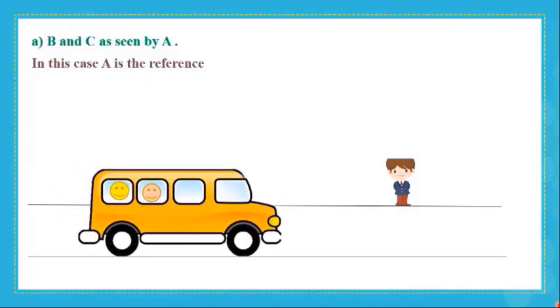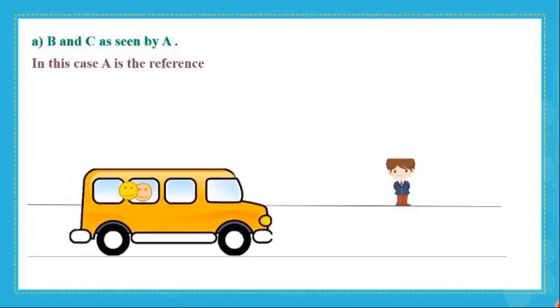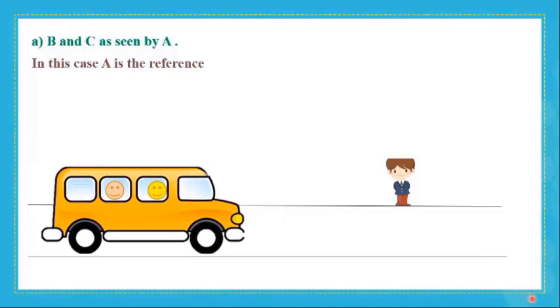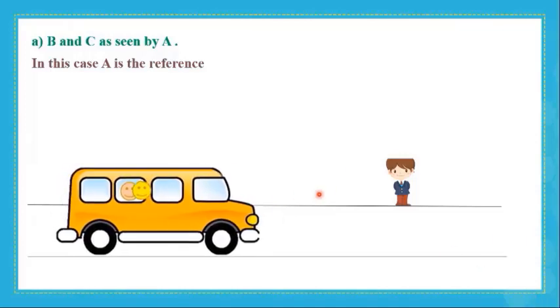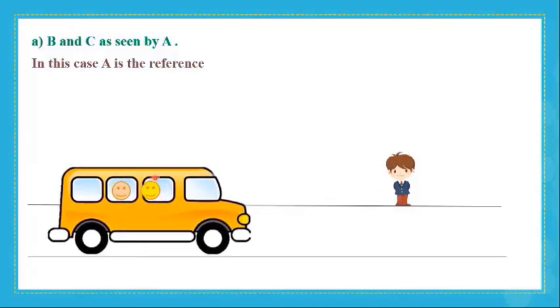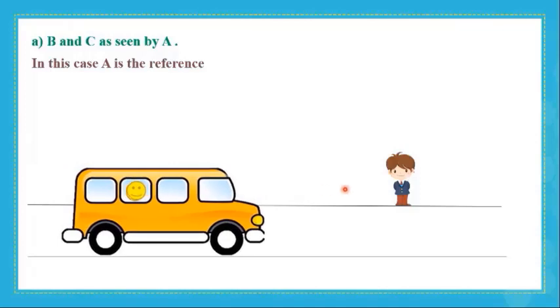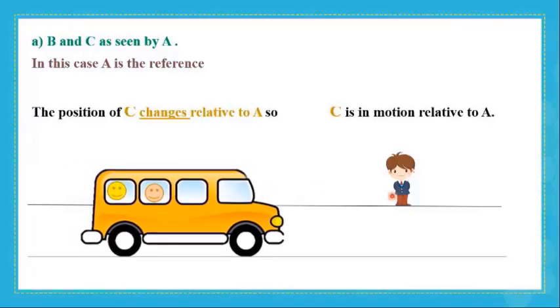C is walking in the bus. The bus is moving towards A. C is getting away from A, which means that his position is changing relative to A. C is in motion relative to A.